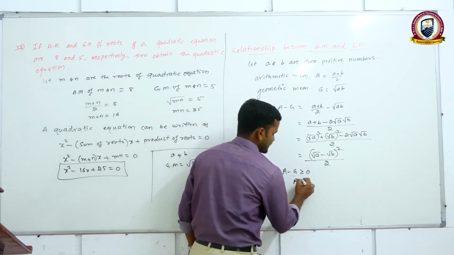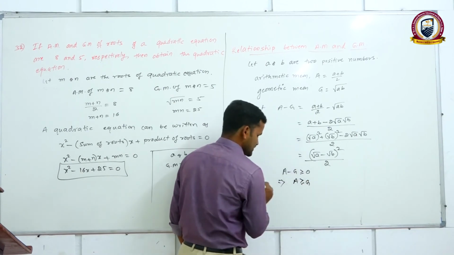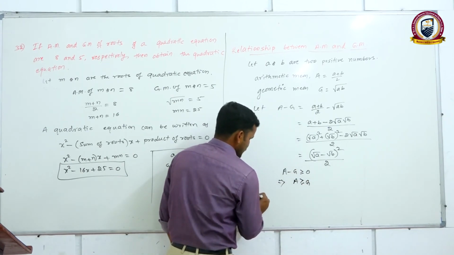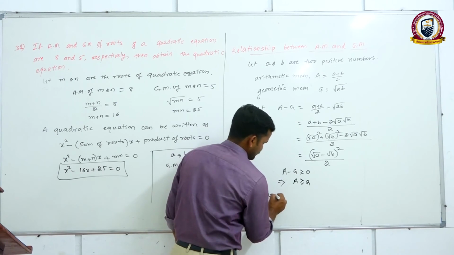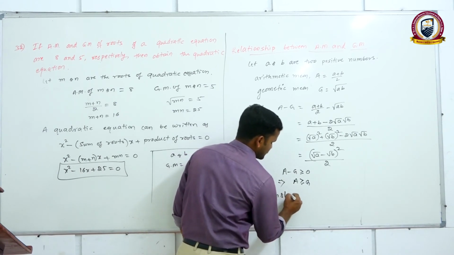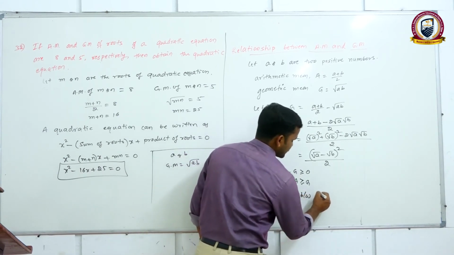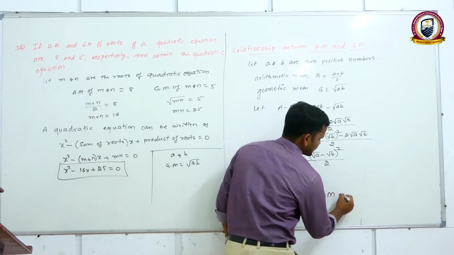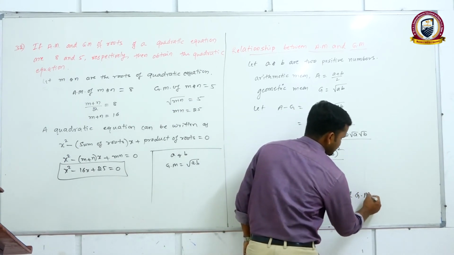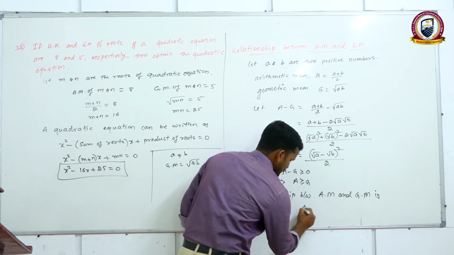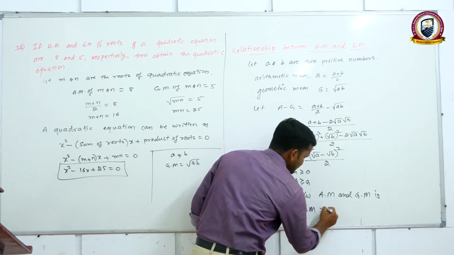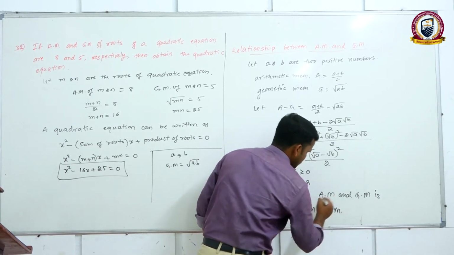This implies A is greater than or equal to G. Therefore, the relationship between AM and GM is AM is greater than or equal to GM.